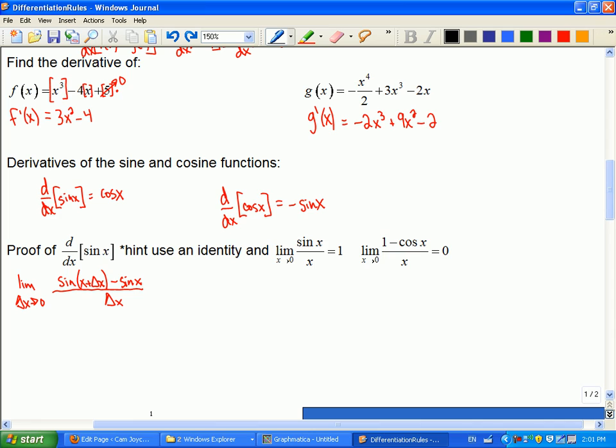Well, we can't factor out sine x. Yeah, we're going to use that identity that we learned. Maybe it'll jog your memory once you see it: sine x cosine delta x plus sine delta x cosine x, minus the sine of x. Maybe that's familiar, maybe not.